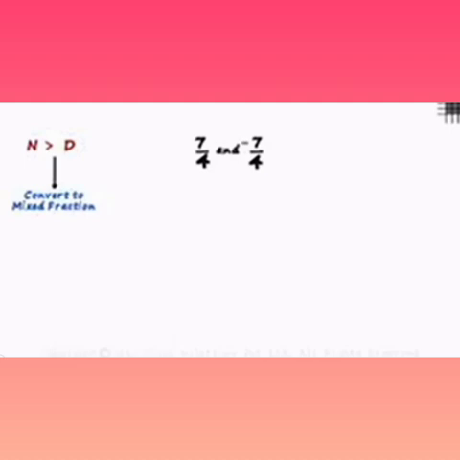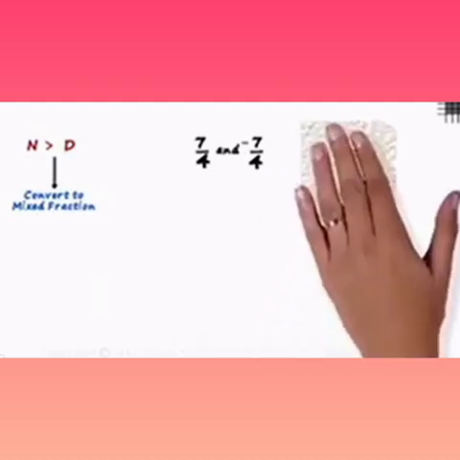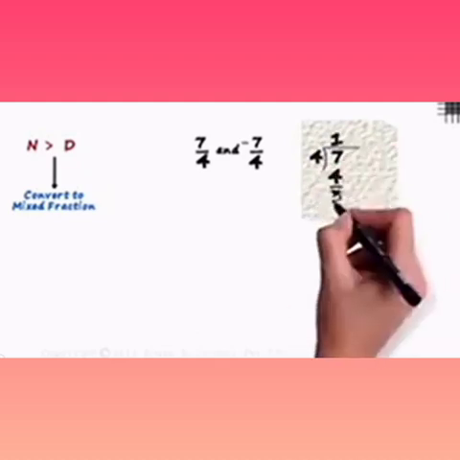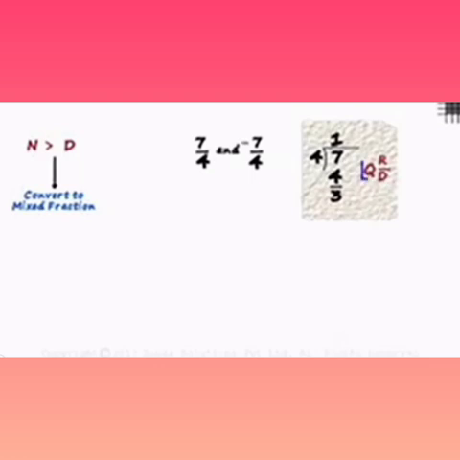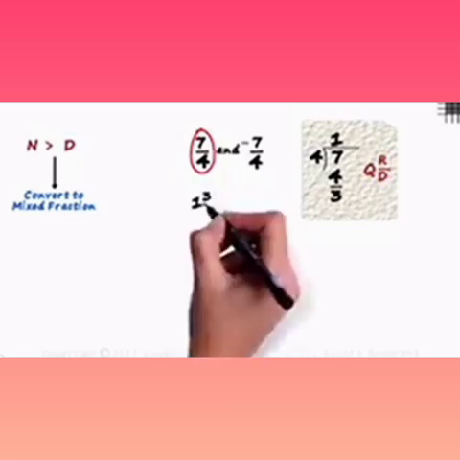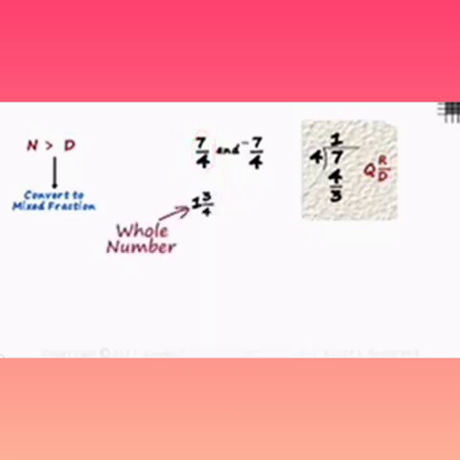You would have learned this in your earlier classes, but let me quickly show you how. We only have to divide 7 by 4. We get the quotient as 1 and the remainder as 3. So we write the mixed fraction as quotient, remainder by divisor. This is the whole part and this is the fractional part. So we can write 7 by 4 as 1, 3 by 4. 1 is called the whole number part and 3 by 4 is called the proper fraction part.